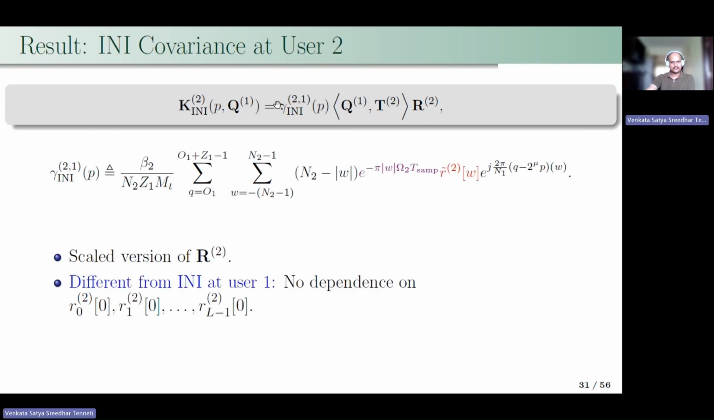So here we show the expression for the INI covariance at user 2, once again as a function of the subcarrier index and the signal covariance of the interfering user. Once again, we can see that it is proportional to the receive spatial correlation of user 2. It depends on the matrix inner product between the signal covariance of the interfering user and the transmit spatial correlation of user 2. And from the scalar, we can see that it does not depend on the power delay profile of the channel, whereas the INI covariance at user 1 depended on the power delay profile of the channel.